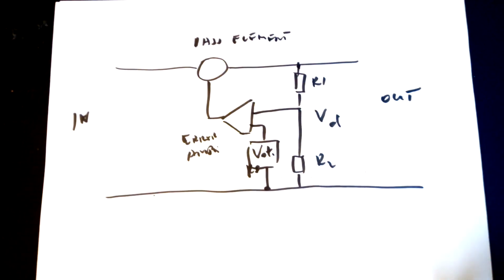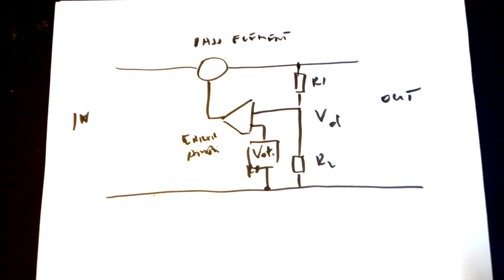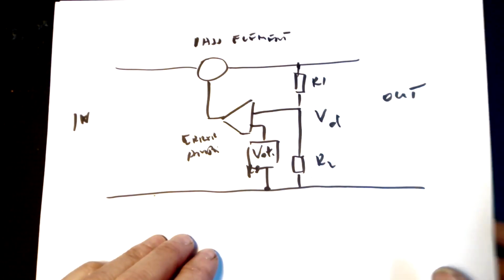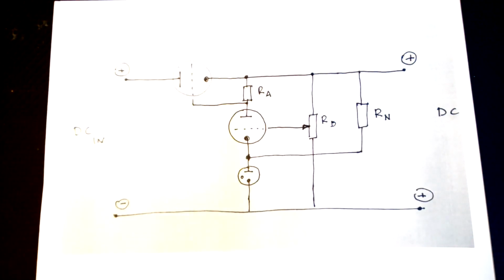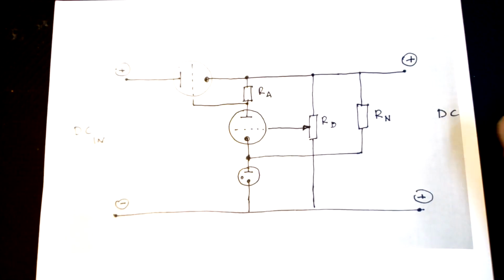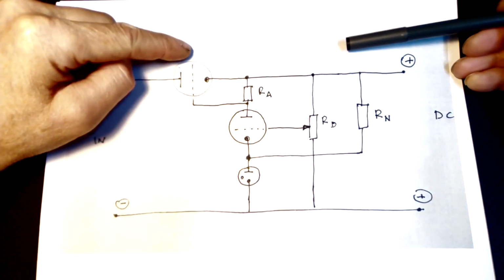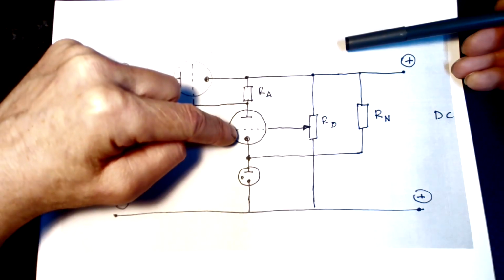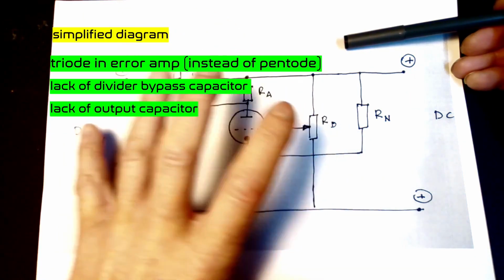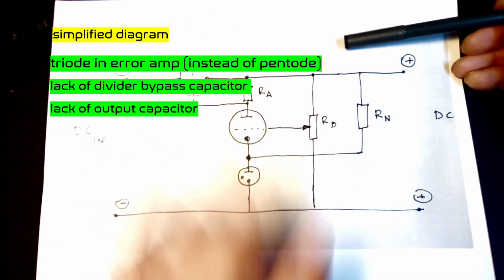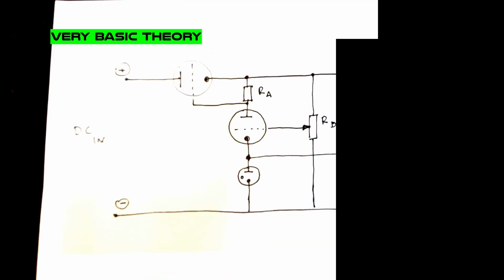So let's translate it from the language of modern electronics to something more ancient. We have a very simplified diagram of the same with just thermionic valves, or tubes, or whatever you call them. So we have the pass element, error amplifier, and voltage reference. This diagram will work, but it's too simplified. This is the basic of the basics of how this works.